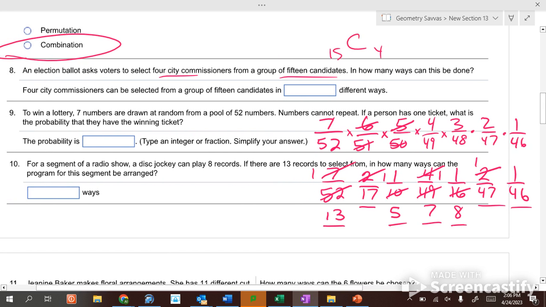The chance of you winning the lottery is 1 in 33,784,560. So if you have 7 numbers on your lottery ticket and there's 52 balls in the hopper, you have a 1 in 33, almost a 1 in 34 million chance of winning that lottery.